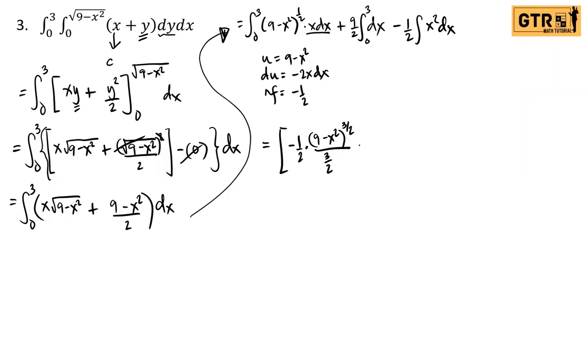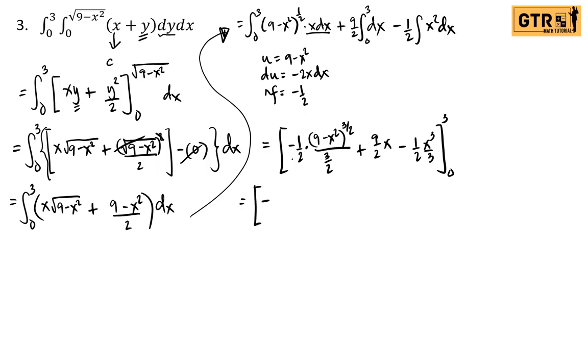And then for this one, so we have plus 9 over 2x, and then minus, apply the u to the n du formula. So we have x, add 1 to 2. So x cubed over 3. Limits natin is 0 to 3. Okay? So just apply the limits. Okay, simplify first. Simplify first before applying the limits.